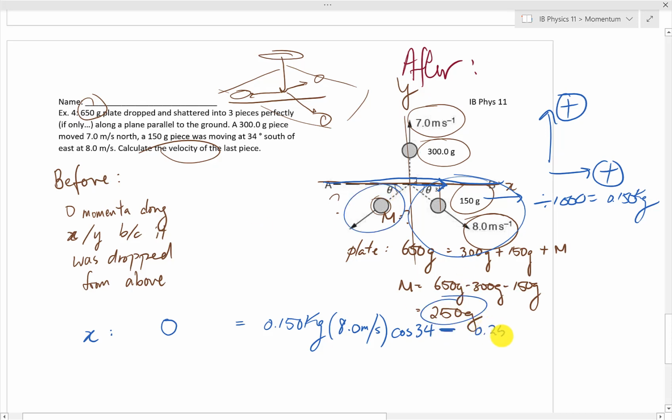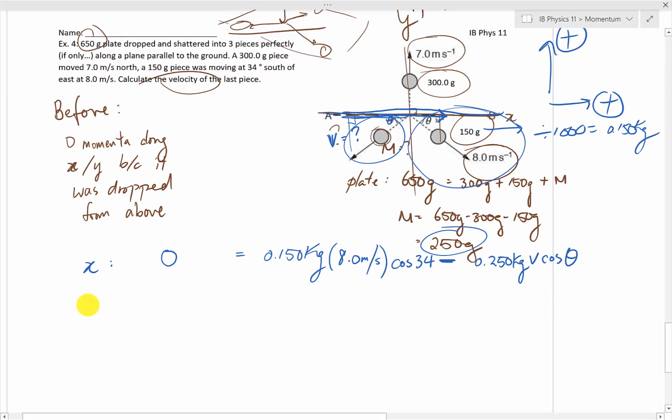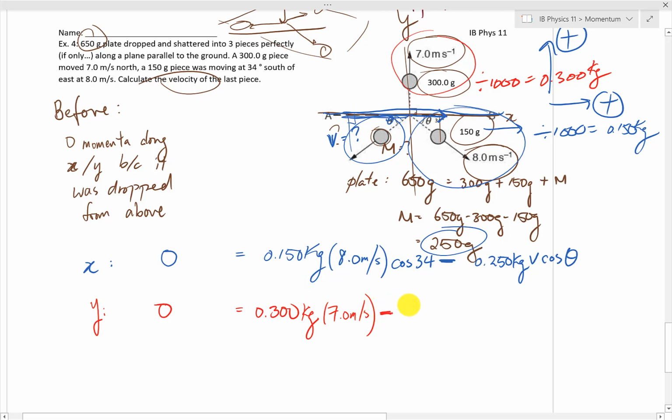After the collision, we have the 150-gram piece traveling in the positive eastward direction. The component would be cosine 34 because that's adjacent to that angle. Now we have to subtract the other piece that is going westward. So that's the other piece, cosine theta, which we chose as it is in the diagram because it's the adjacent side of that angle.